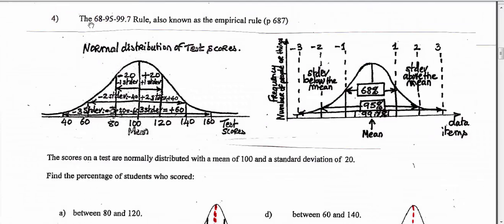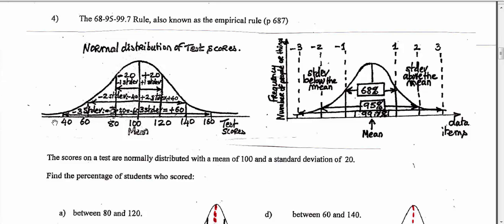We have a rule called the 68, 95, 99.7 rule. And how does that work? Let's say I give you a normal distribution about, in this case, scores on a test. Now, you need to be given the mean, which is in this case 100, but it changes from problem to problem, and a standard deviation of 20. Once you have this information, this is how you will proceed.